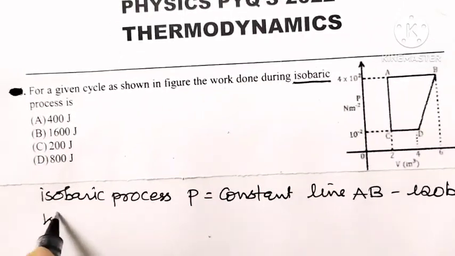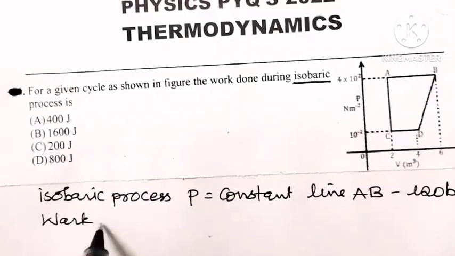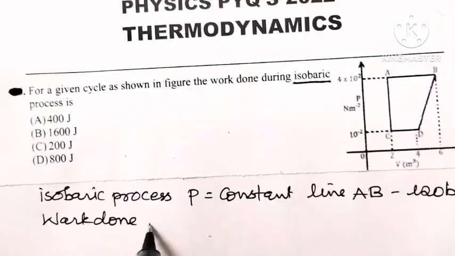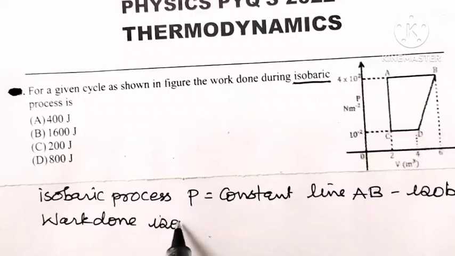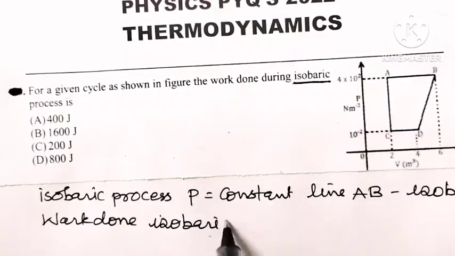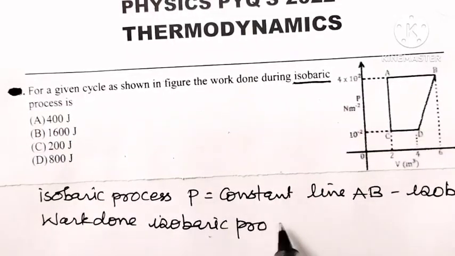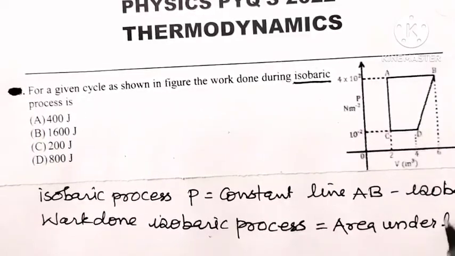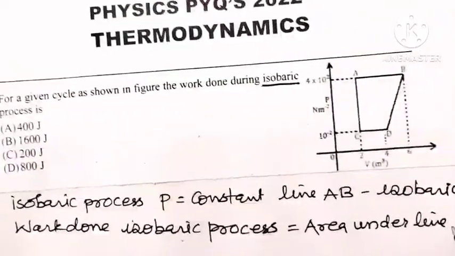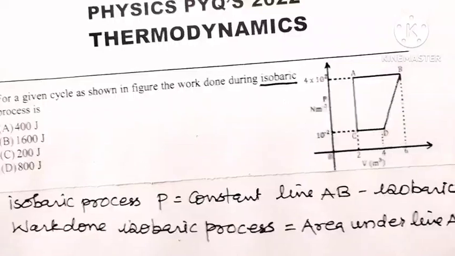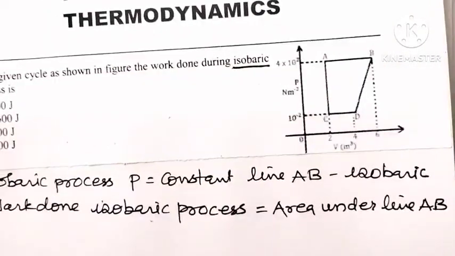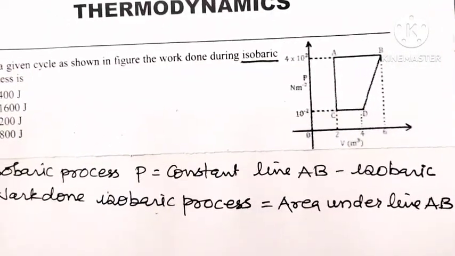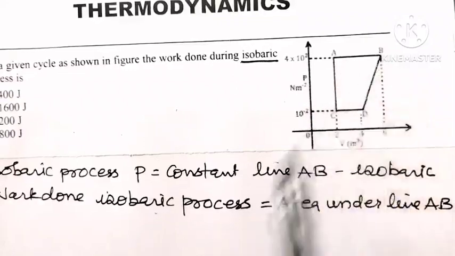Work done during isobaric process is equal to the area under line AB, because line AB is representing the isobaric process. So, area under line AB. Now how to find out the area under line AB?